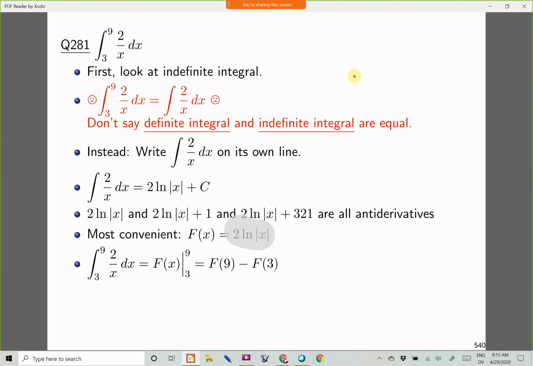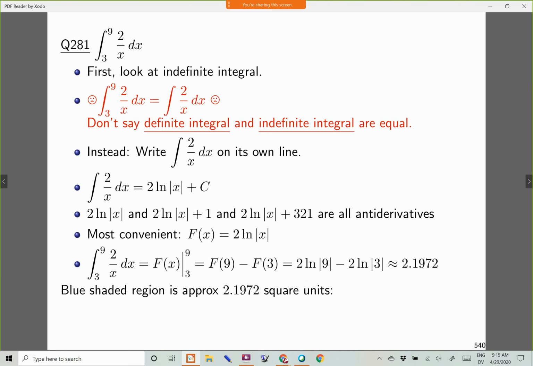But then F of 9 is 2 times ln of absolute value of 9, minus, and then F of 3 is 2 times ln of absolute value of 3. This is the place I'd leave your answer as far as work on paper goes. And this is the exact area, but just to discuss things, I did type this into a calculator. You get approximately 2.1972.